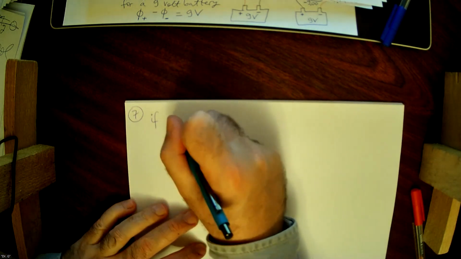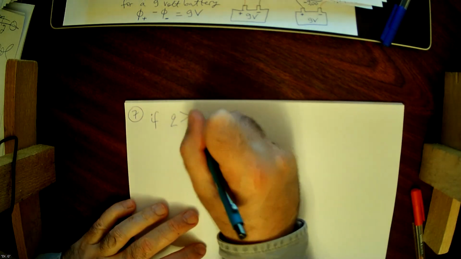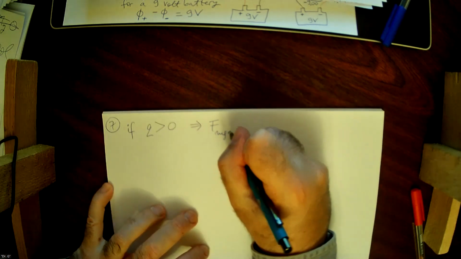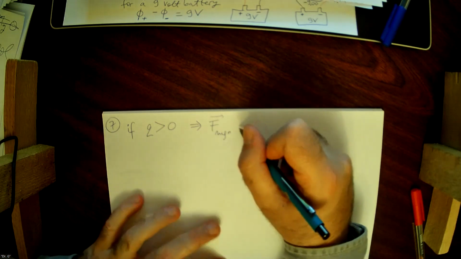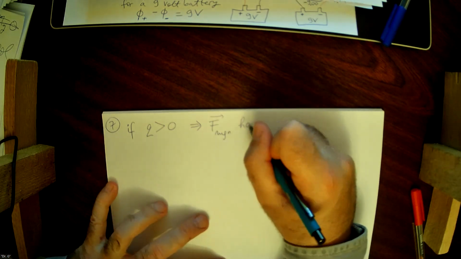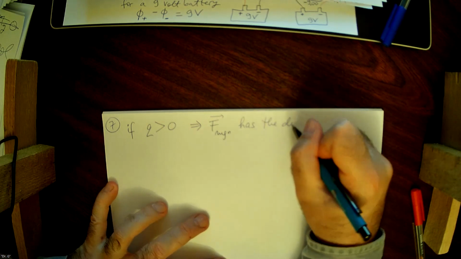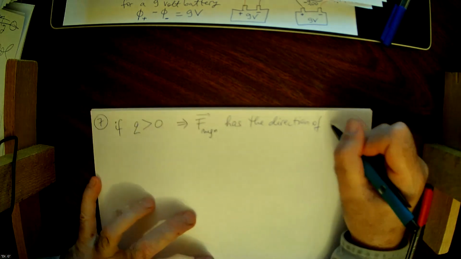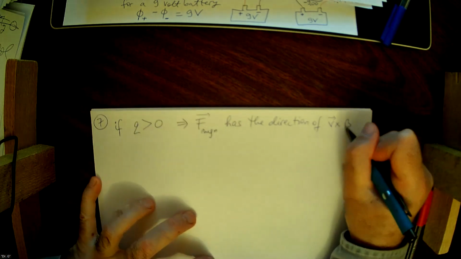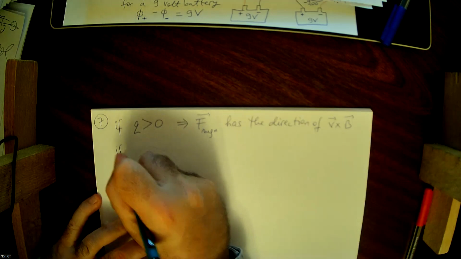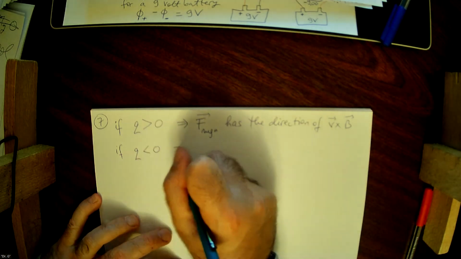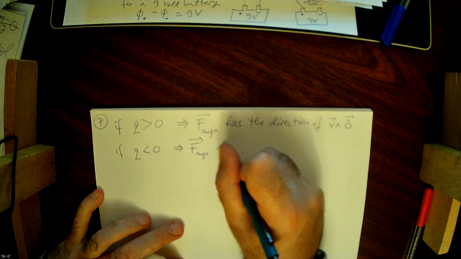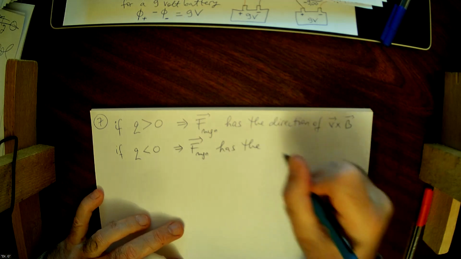If Q is greater than 0, the magnetic force has the direction of V cross B. If the electric charge is negative, the magnetic force has the opposite direction.